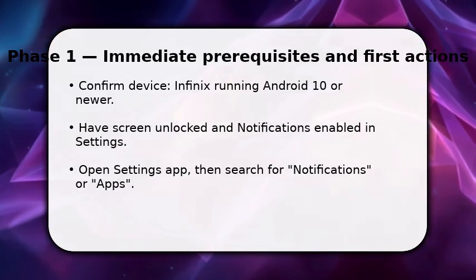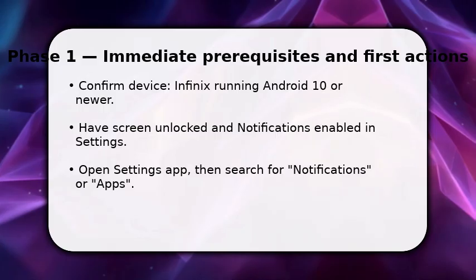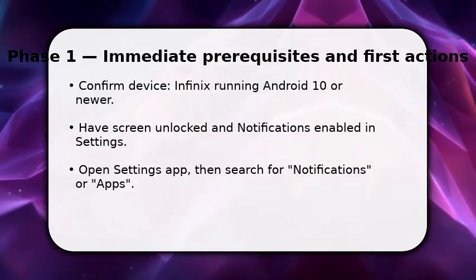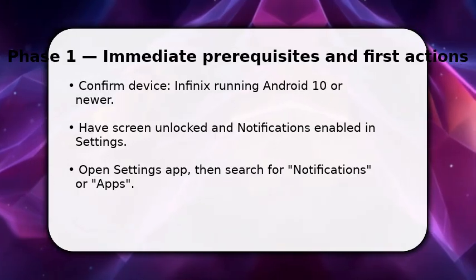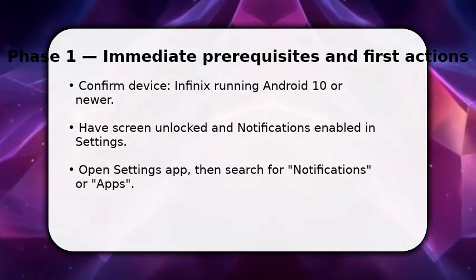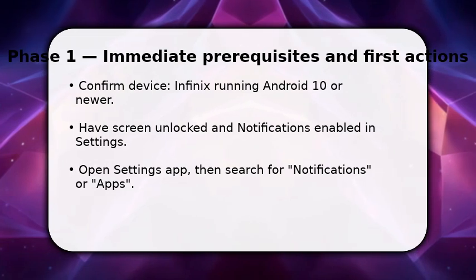Next, go to Apps or App Management to find the specific app you want to inspect. This first step sets the stage because Android stores recent alerts per app. You won't find history unless the system permission and app toggles are correct.